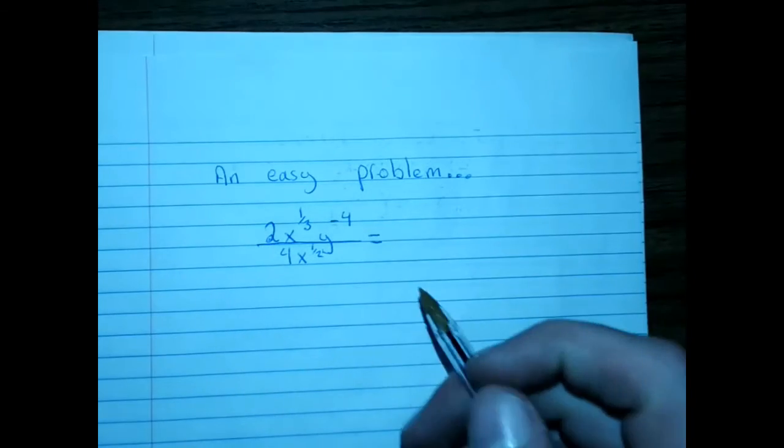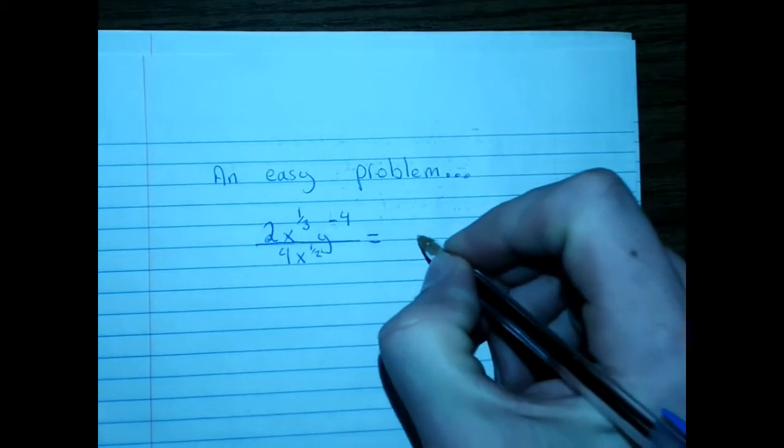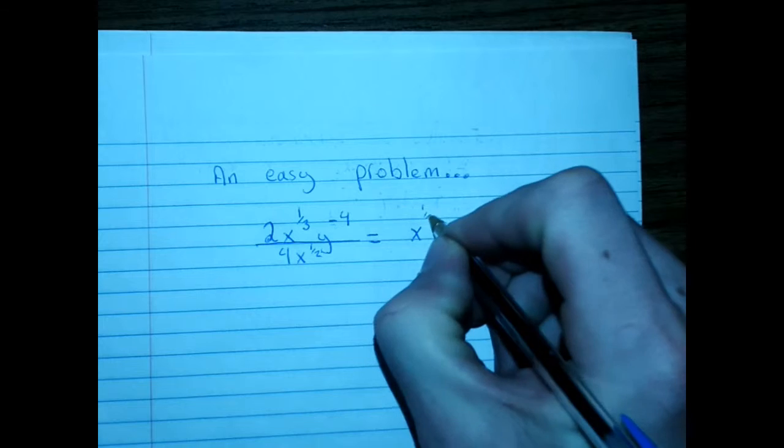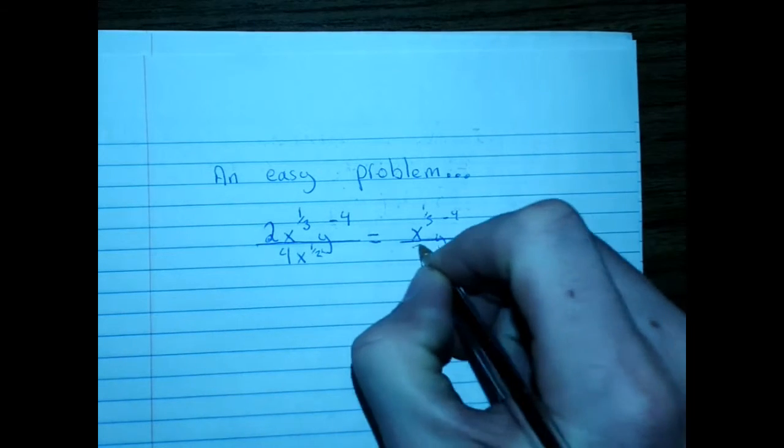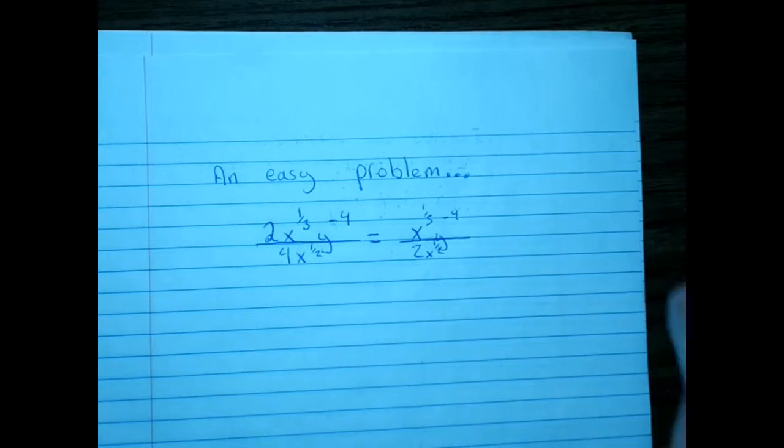You do the coefficients first. 2 divided by 4 is 1/2. So there's an easy simplification step we can do right off the bat, leaving x to the 1/3, y to the -4, over 2x to the 1/2.